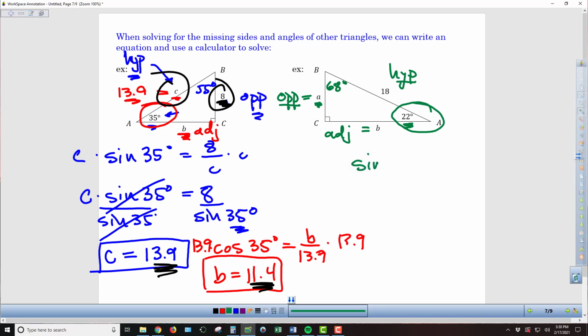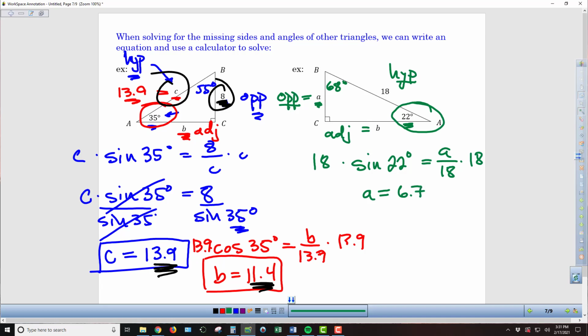So I can say sine of 22 degrees equals opposite over hypotenuse, so A over 18. So to solve for A, I need to get rid of that 18. So I'm going to multiply both sides by 18. And so I just have to do 18 times the sine of 22 degrees. And so we get an answer of 6.7 when we're all done.